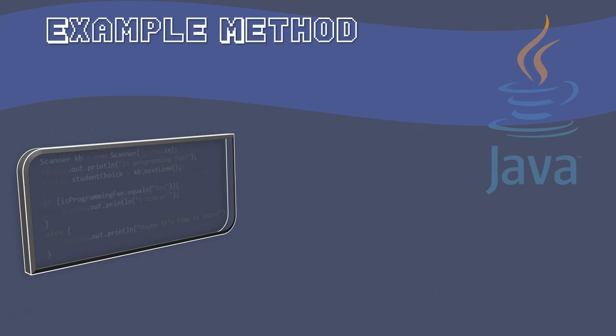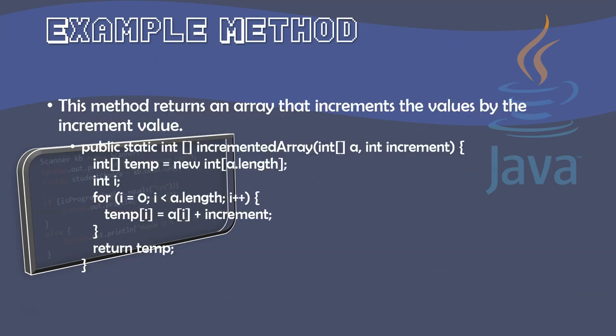So let's look at another example to help illustrate how this works. In this example method, we're returning an array that increments the values by whatever the increment value is. So here we have an incremented array. We're feeding in an array called a, and we're also taking in another argument that is going to be whatever we want the increment to be. And again, you can see it's following the same basic syntax. We have int[] temp equals new int[a.length], so it's setting it to the exact same size as the original array. We have for i equal to 0, i less than a.length, i plus plus, take temp[i] and set it equal to a[i] plus the increment, and then just return temp.